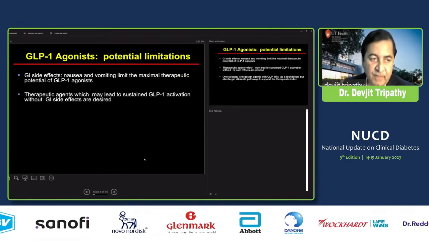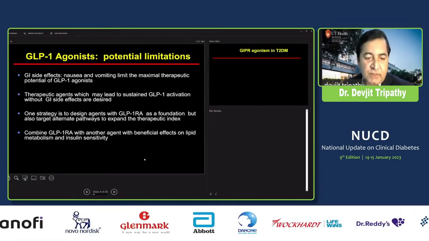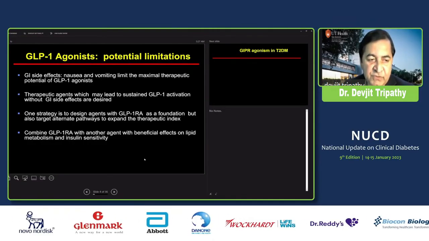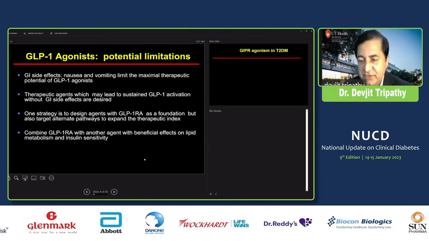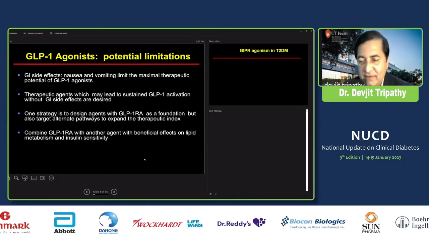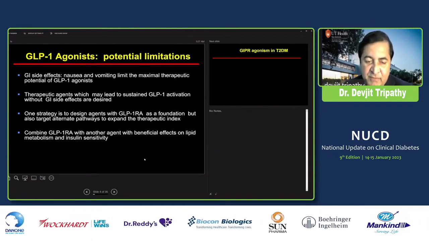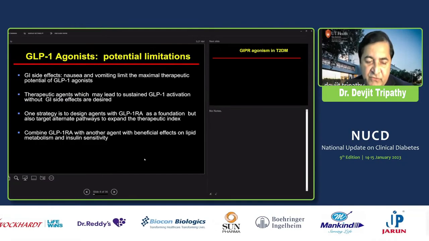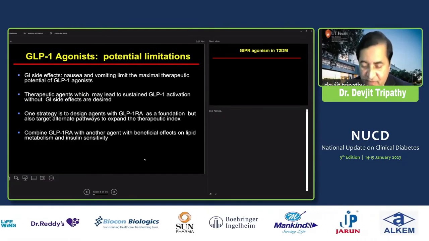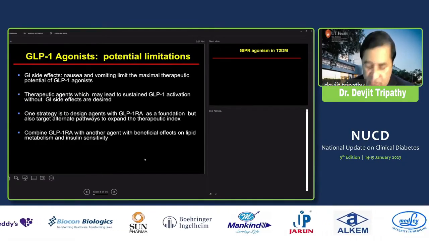Yeah. Okay. So one strategy is to combine with another agent, with GLP-1 as a foundation, and then target other pathways like lipid metabolism or insulin sensitivity. Because GLP-1 agonists do not have a direct effect on insulin sensitivity or do not affect the lipids much.